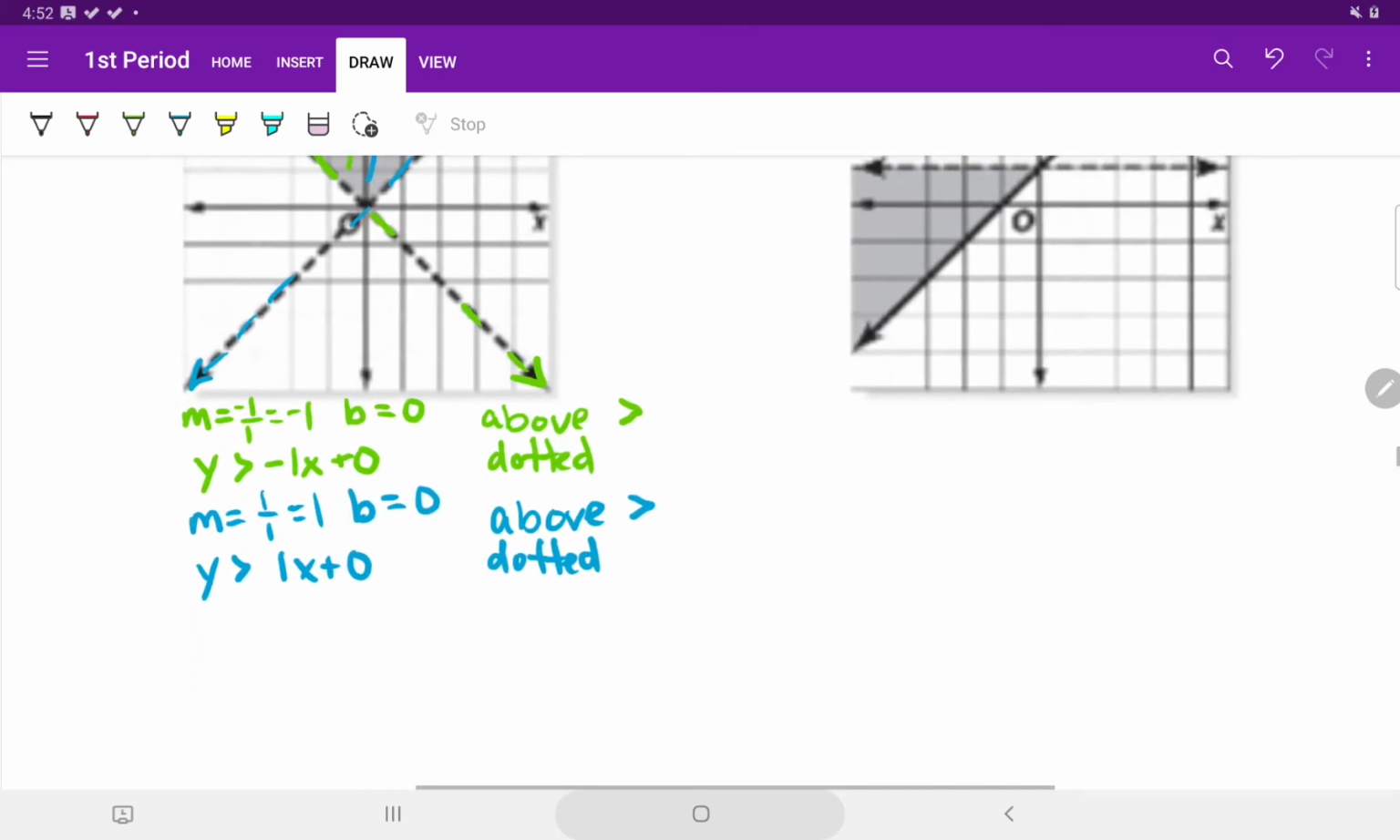Now let's rewrite this in the way we would typically present our solution. Our first inequality is y is greater than negative x. We don't have to write the 1, and then we also don't have to write the plus 0. And our second inequality is y is greater than x.